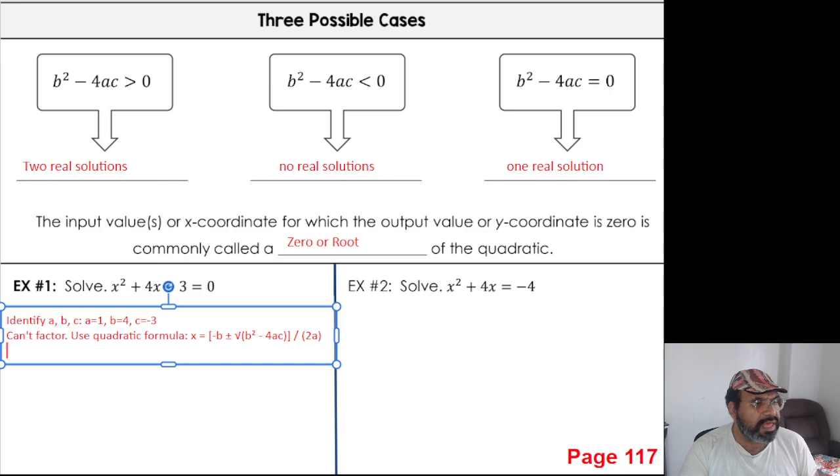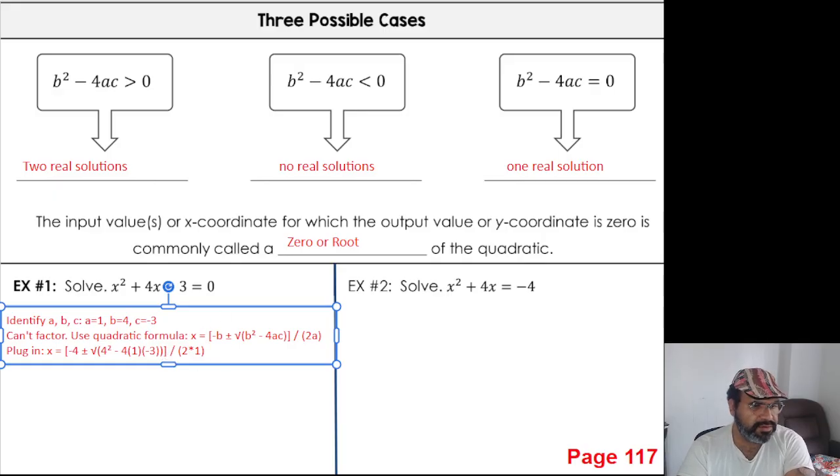Let's plug in all the information we have into our quadratic formula. Nice. If I plug into the quadratic formula, you're going to see exactly this: -4 plus or minus the square root of 4 squared minus 4 times 1 times -3, and all of this is divided by 2 times 1.